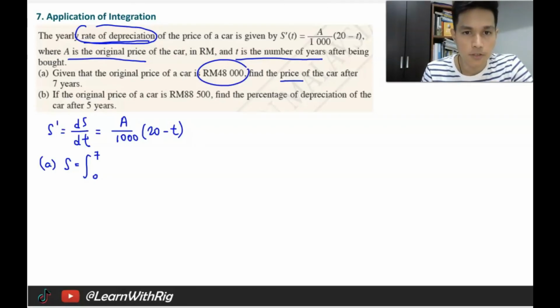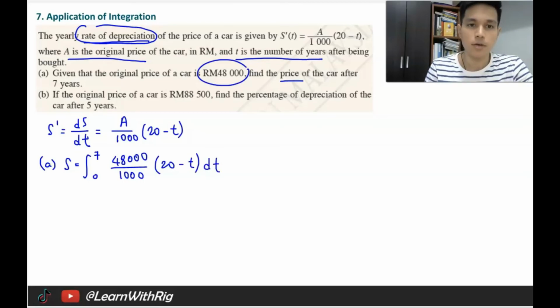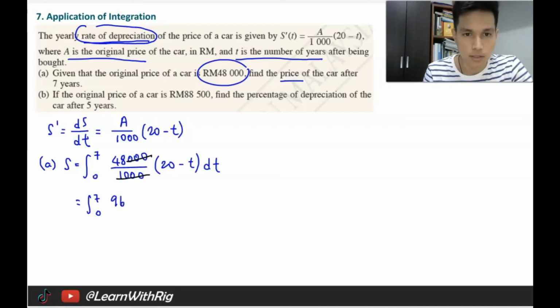So the original price is 48,000 over 1000 times (20 minus t) dt, because you want to integrate in terms of time. You can simplify first before you solve. So 48 times 20, you should get 960, minus 48t dt.